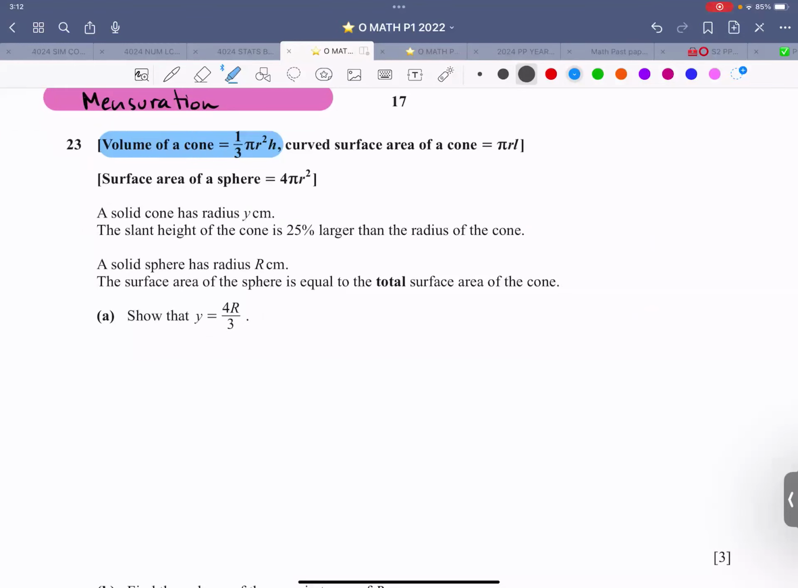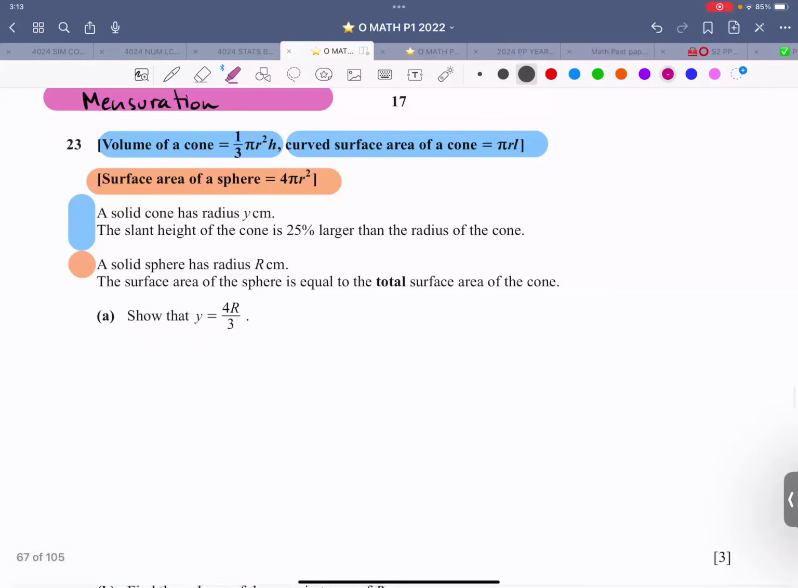And then we have the curved surface area of a cone. And then we have the surface area of a sphere. So now it says, first of all, about the cone. So about the cone, it says, a solid cone has radius y. The slant height is 25% larger than the radius of the cone. And then for the sphere, a solid sphere has a radius capital R.